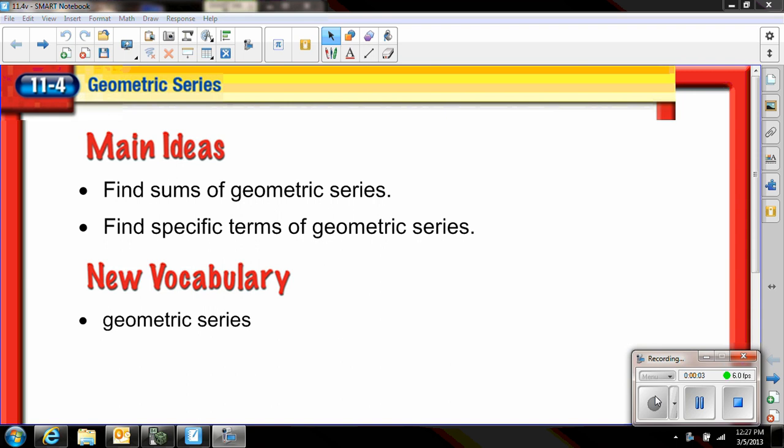Hi everybody, welcome back. This is the last section of Chapter 11, 11.4 Geometric Series. Following this section, we will be taking a quiz.